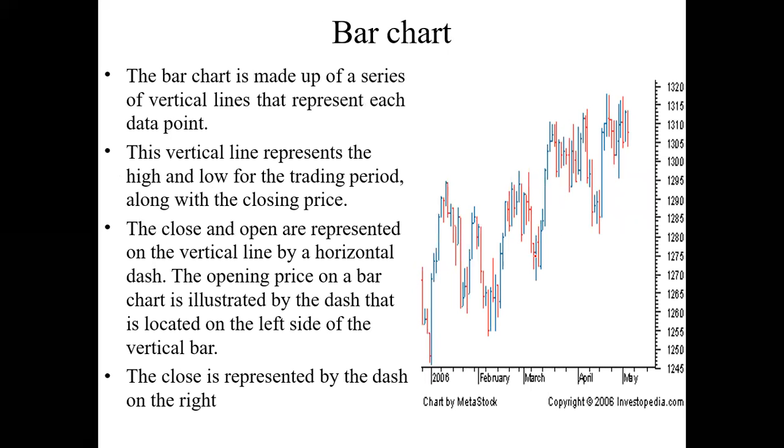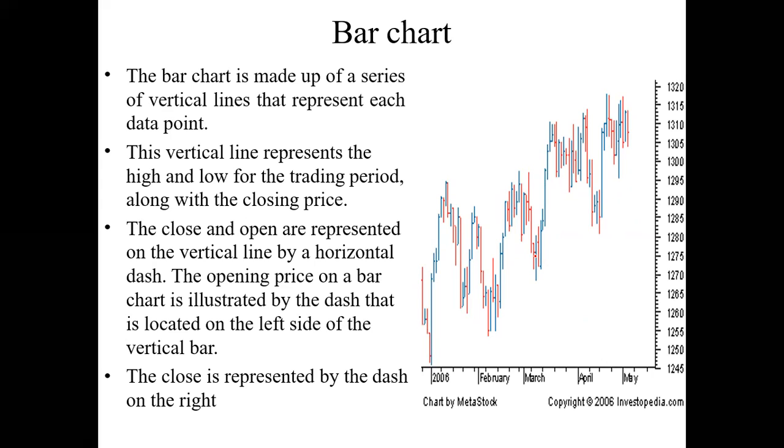Now coming to the next, the bar chart. It represents the bar diagram. We also know we can calculate it in an Excel sheet. These are made up of a series of vertical lines that represent each data point. The vertical line represents the high and low for the trading period along with the closing price. In each vertical line, we can identify the closing price and the opening price. The close and open are represented on the vertical line by a horizontal dash.